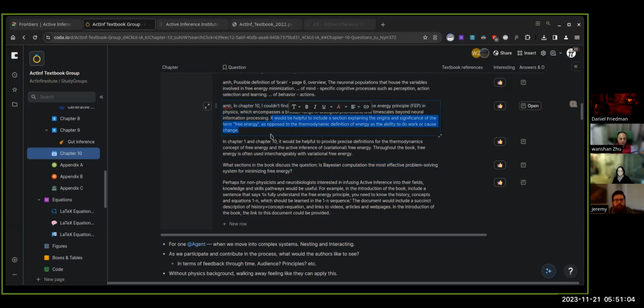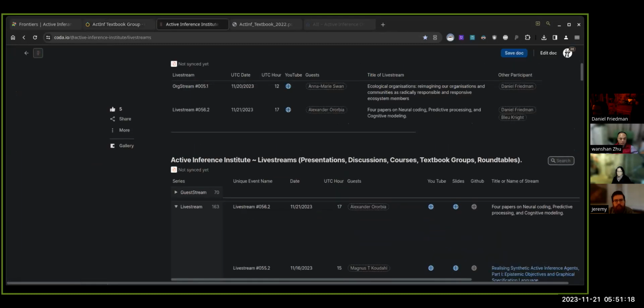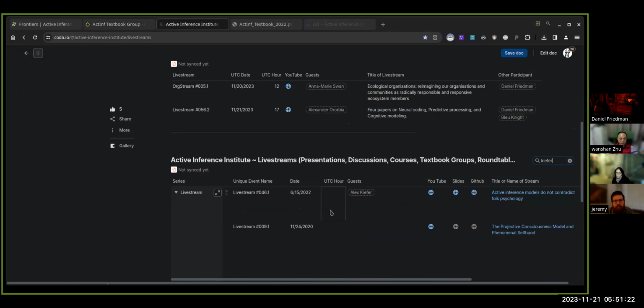Sections on the term of free energy. Yeah, definitely. There's always ways to connect it back. And let's go to the strongest. Alex Kiefer.